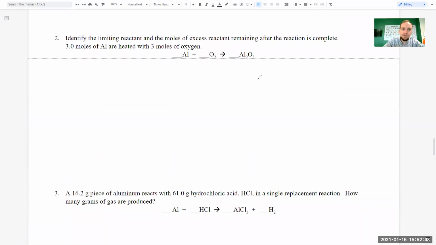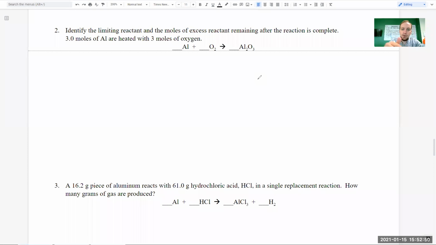Number two, what we need to do first now, of course, is balance the chemical equation. So whenever we have 2 and 3 oxygens, this needs to be 3, this needs to be 2. That gives me 6 oxygens on both sides. My aluminums now have been quadrupled. So there we go. Now my equation is balanced.